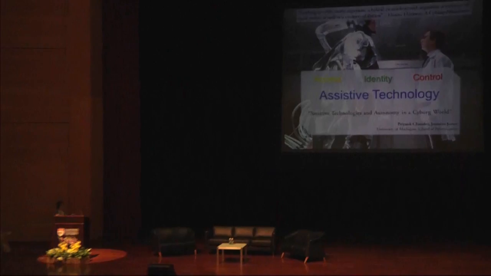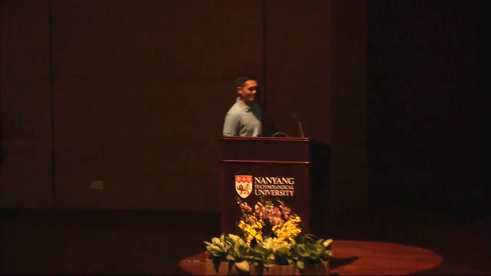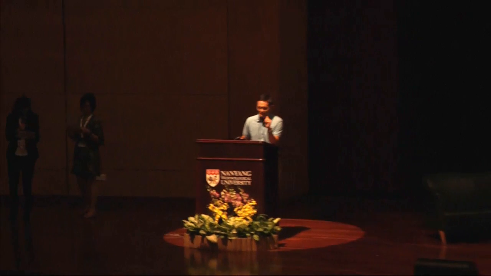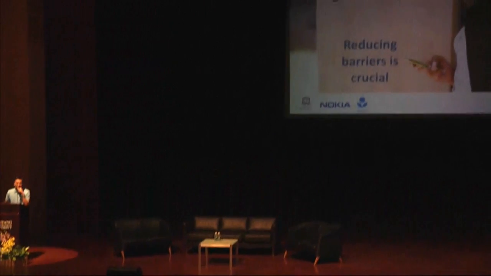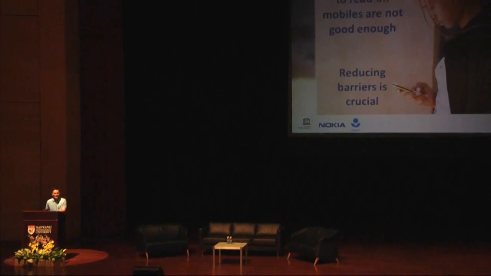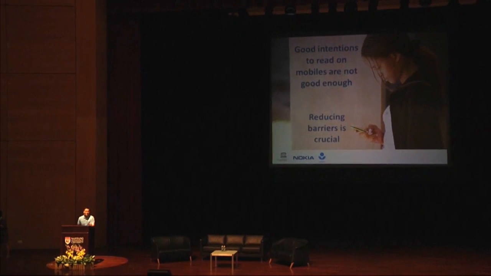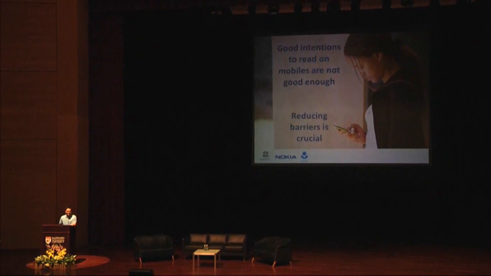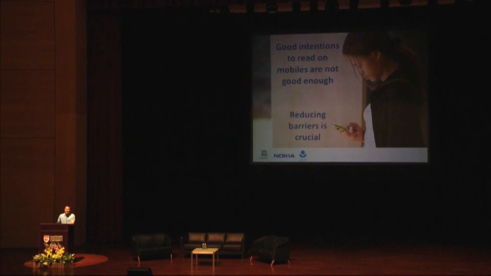Good intentions to read on mobiles are not good enough. Reducing barriers to M-reading is crucial. This project is the result of a collaboration between UNESCO, World Reader, and Nokia, and it focuses on mobile reading in 7 developing countries. One of the most interesting findings we've discovered is that even though female readers are outnumbered 1 to 3, they are reading 6 times as much as the male users.